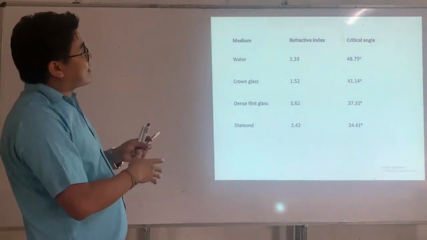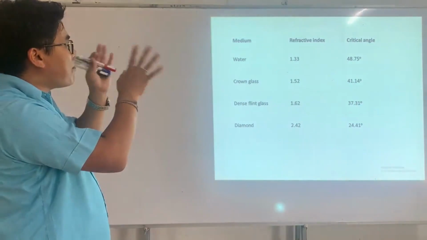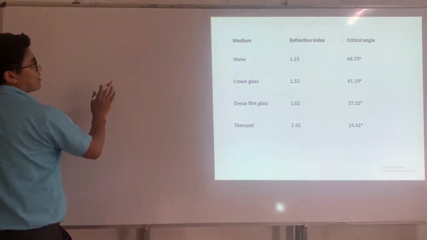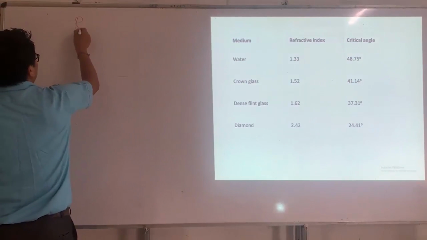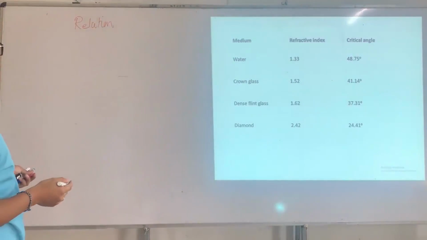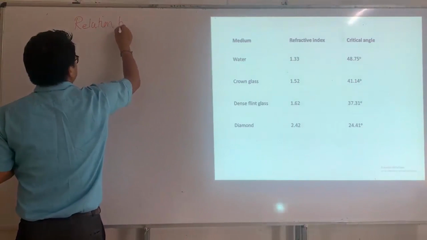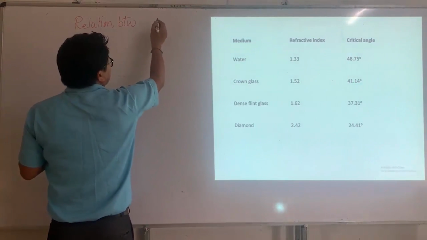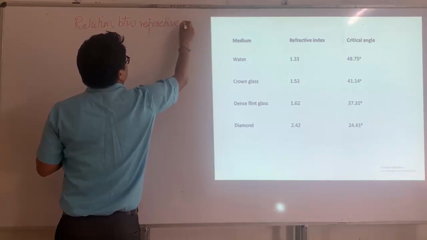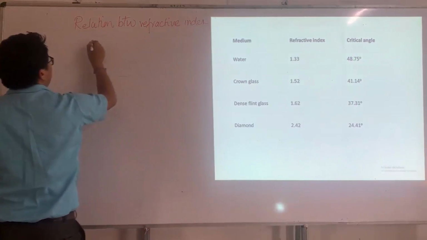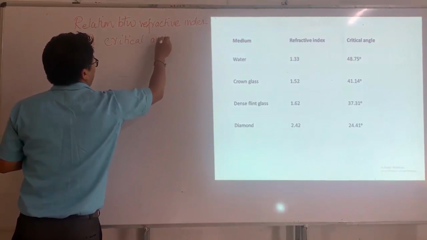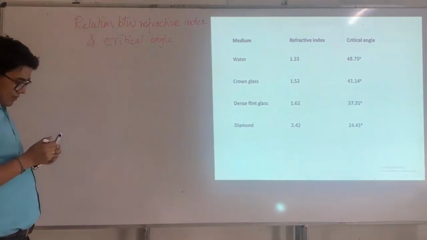Now when you look at this data, we find that there is some relationship between critical angle and refractive index. So before we do some phenomena related to total internal reflection, we will find a relation between refractive index and critical angle.